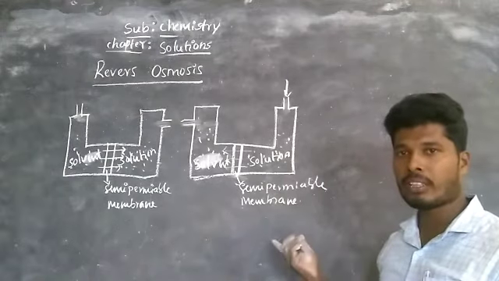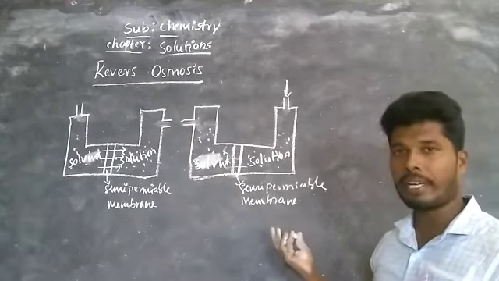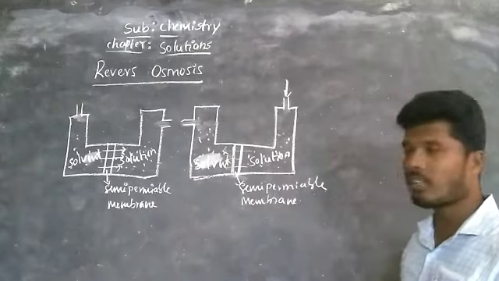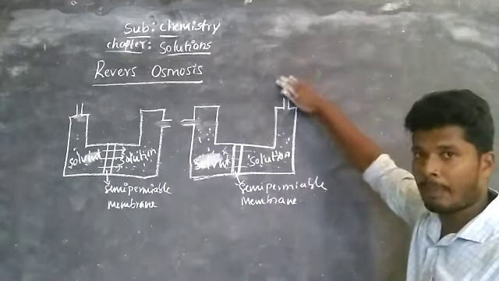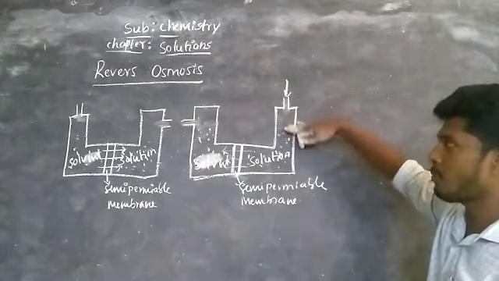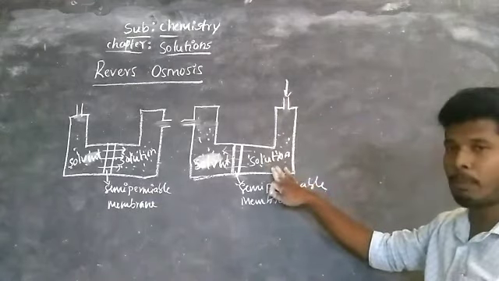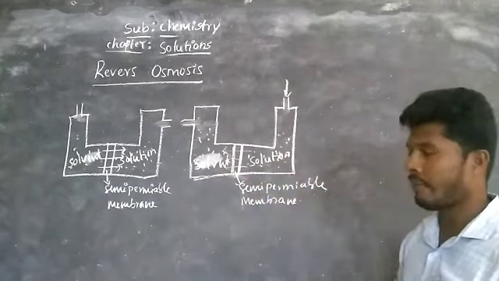Okay, based on this only we are purifying water. Water purifier plants are working on the basis of reverse osmosis only. Okay, when we are applying extra pressure, that is excess to the osmotic pressure, means higher than the osmotic pressure, then the solvent particles move from the solution to the solvent, which is called reverse osmosis.